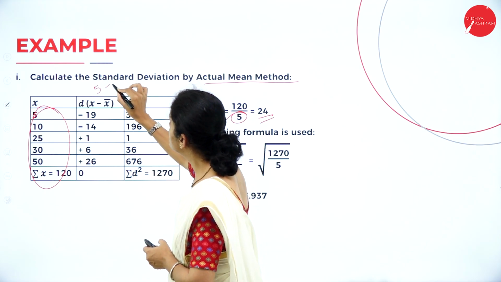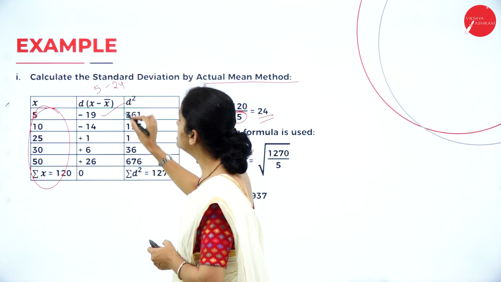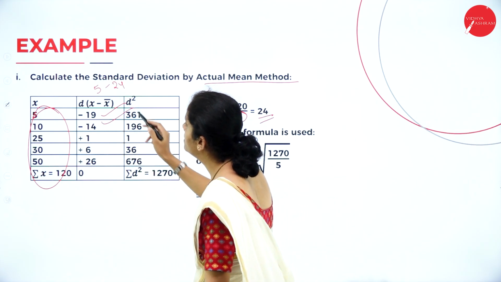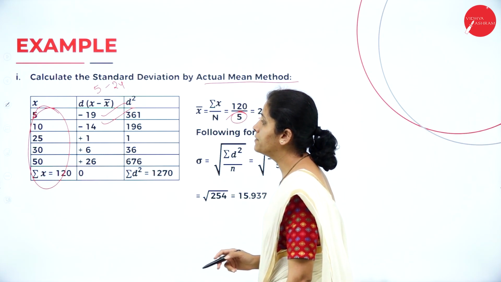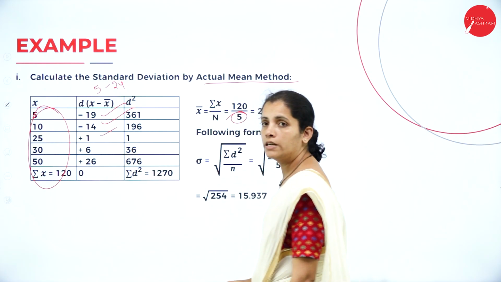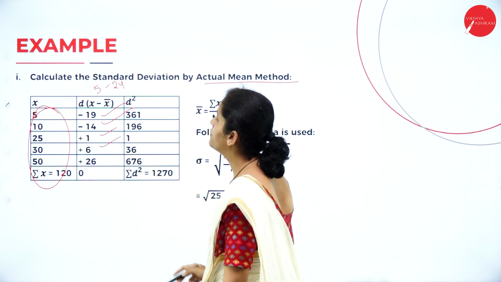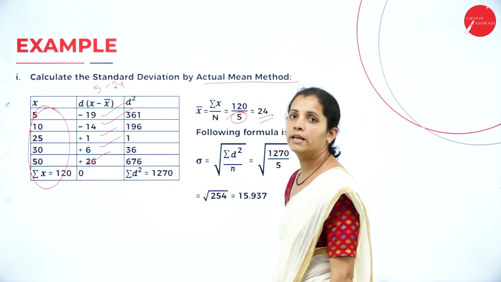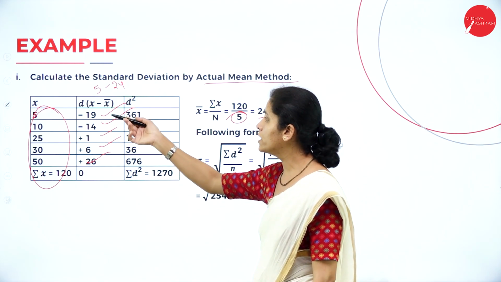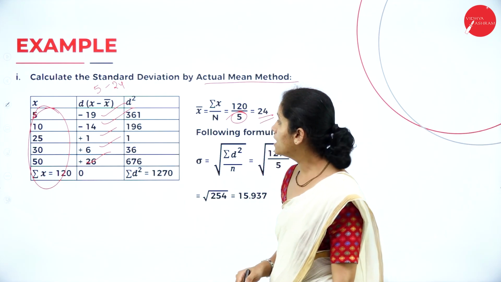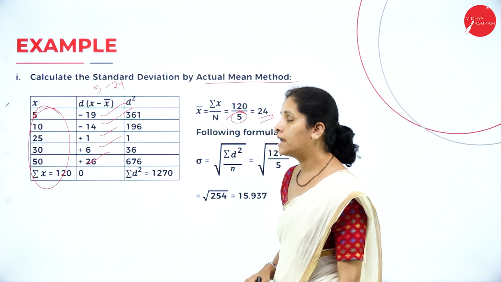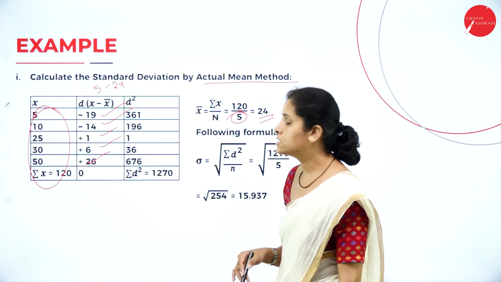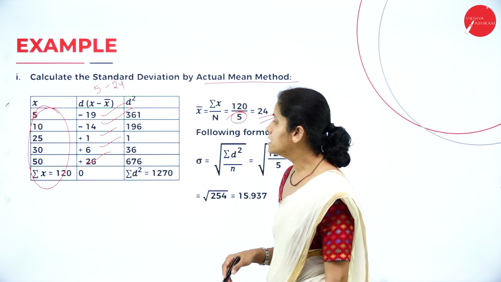5 minus 24, that is minus 19. 10 minus 24, minus 14. Then 25 minus 24, 1. 30 minus 24, it is 6. 40 minus 24, it is 16. Now I want to take the square of that. So square of 19, 361, square of 14, 196, square of 1, it is 1, square of 6, it is 36, square of 16, it is 256.